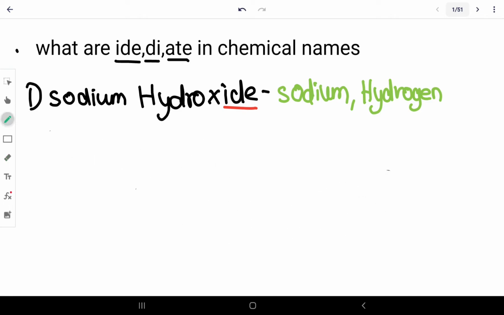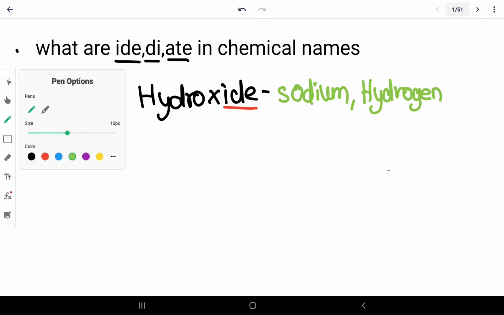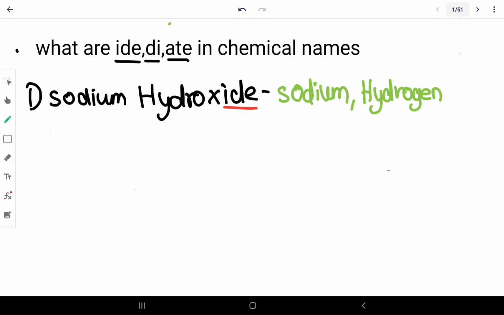Okay, so now let's begin with our sodium hydroxide itself. As I said, IDE means that only two elements are present. So sodium and hydrogen, that's it. No more elements are present in it, only sodium and hydrogen. Now let's see the next example, which is secondly, let's take di. So for di, let's take carbon dioxide.